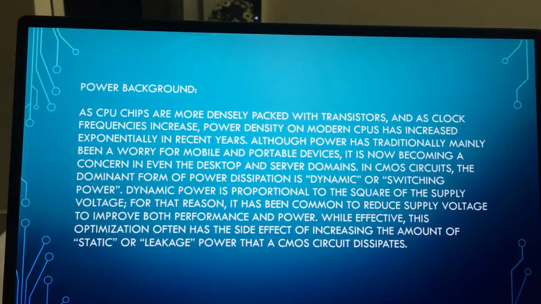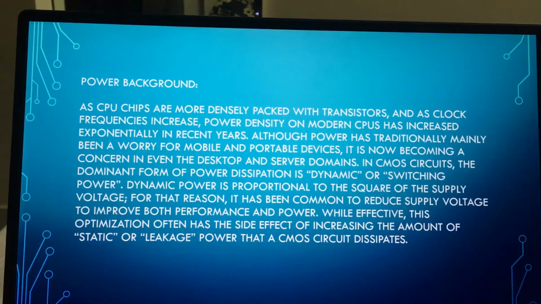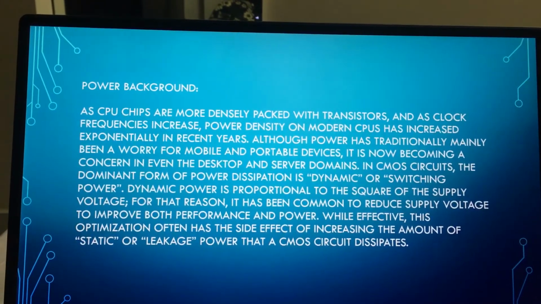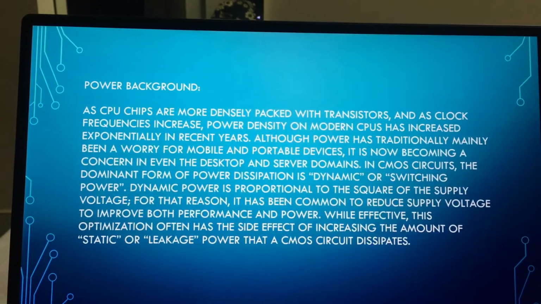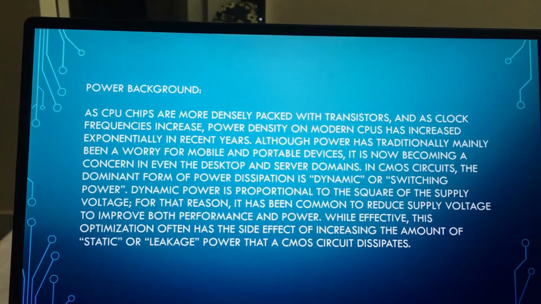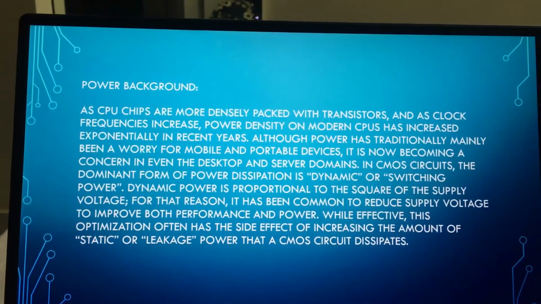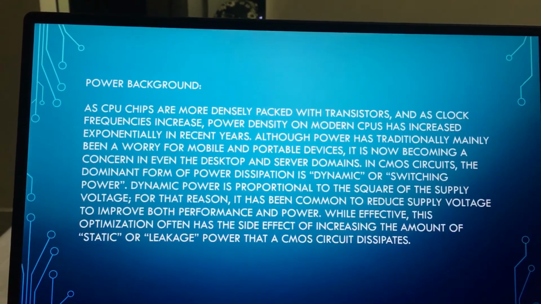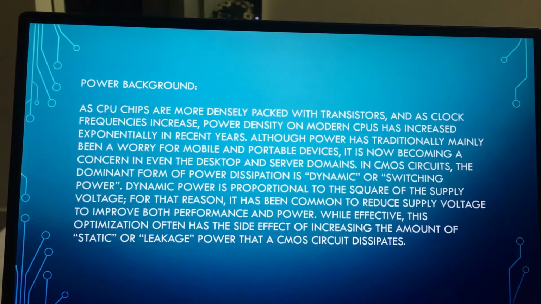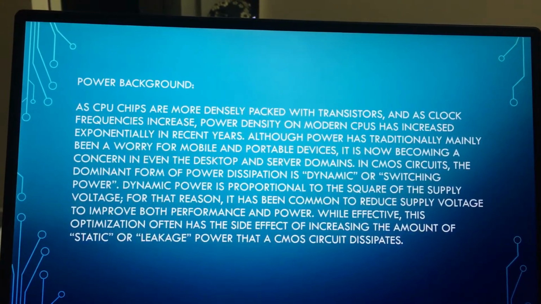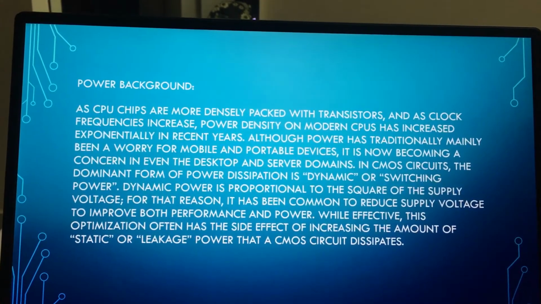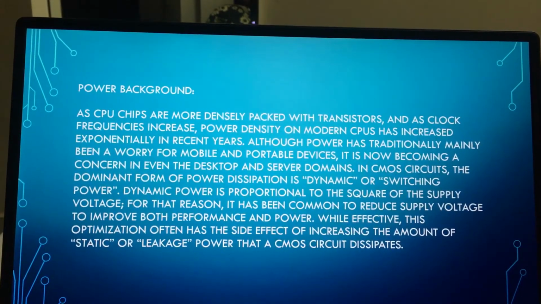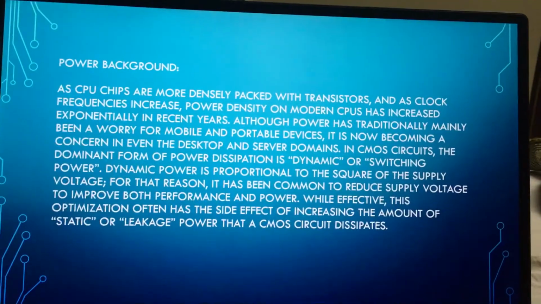In CMOS circuits, the dominant form of power dissipation is dynamic or switching power. Dynamic power is proportional to the square of the supply voltage. For that reason, it has been common to reduce supply voltage to improve both performance and power. While effective, this optimization often has the side effect of increasing the amount of static or leakage power that a CMOS circuit dissipates.